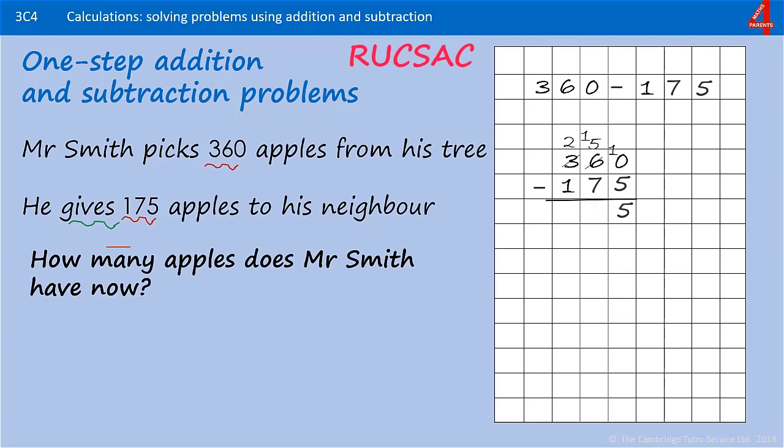15 tens. 15 take away 7 is 8, and then in the hundreds column, 2 take away 1 is 1. How many apples does Mr. Smith have now? He has 185 apples.